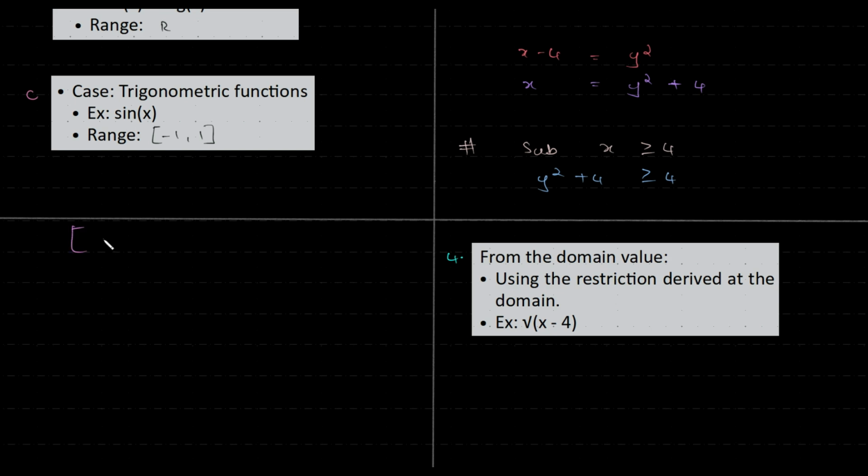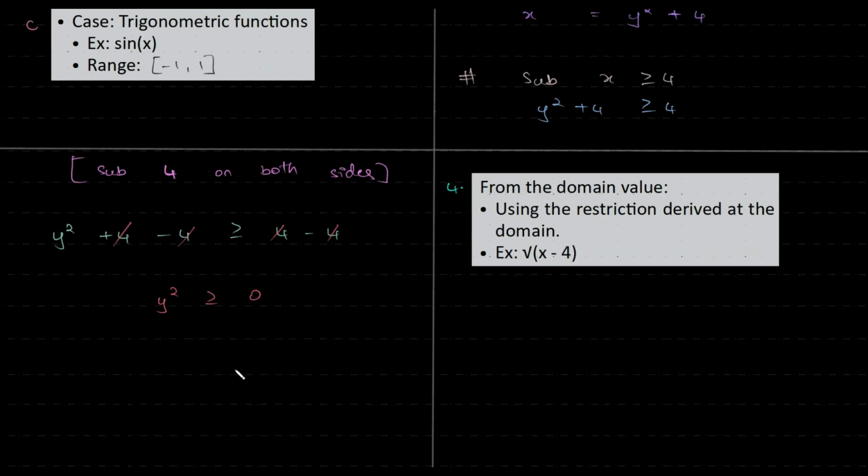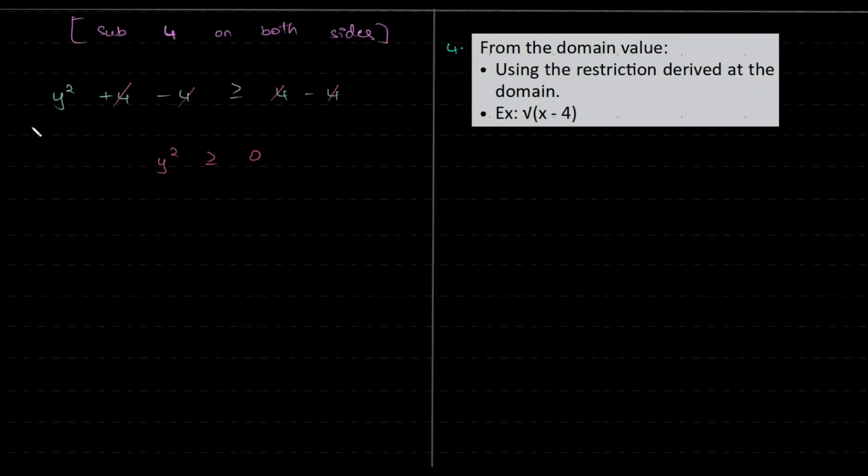So how do you generally solve this? We're going to subtract 4 on both the sides. So we have y square plus 4 minus 4 is greater than or equal to 4 minus 4. So we have this and this getting cut. So y square is greater than or equal to 0. And now y is greater than or equal to 0 is your answer. Taking the square root, we end up with this.